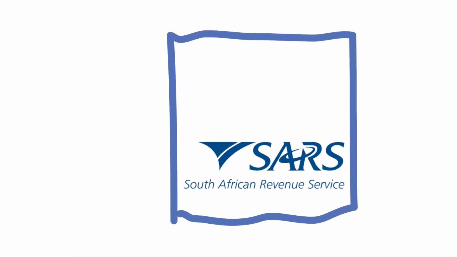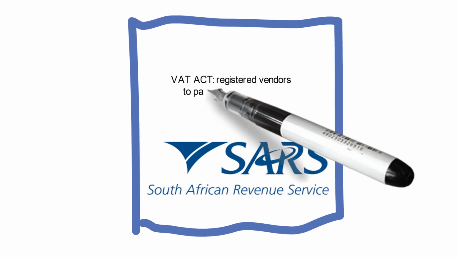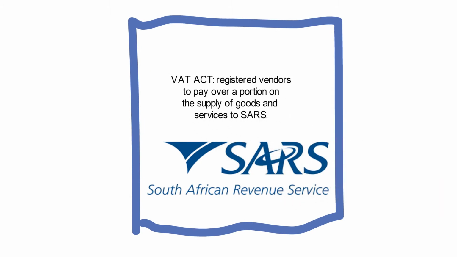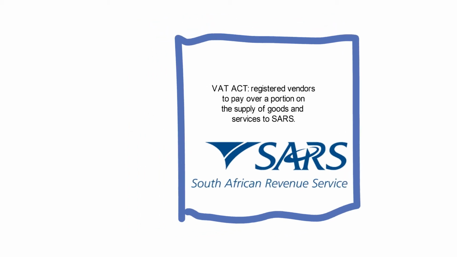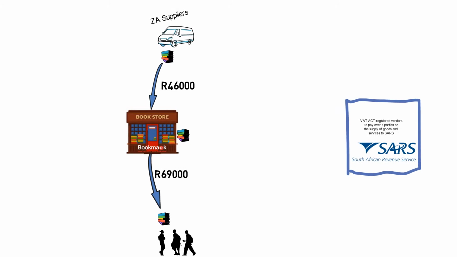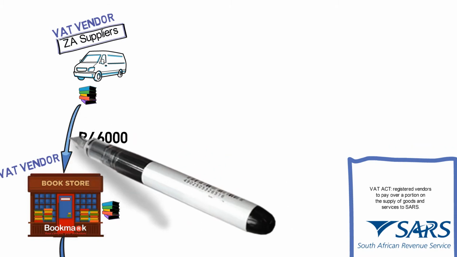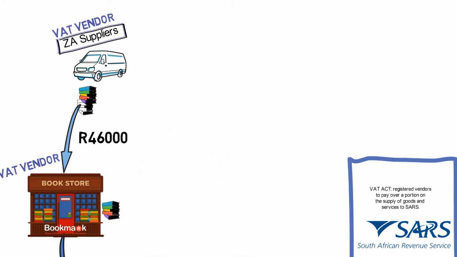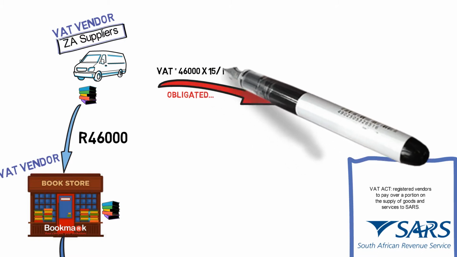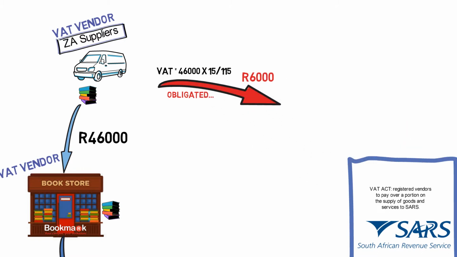Now in terms of the VAT Act, if you are a registered VAT vendor that supplies goods or services to someone else, you have to pay over a portion of the income that you receive to SARS as a tax. So in this example, let's assume that both ZA Suppliers and the bookstore are registered VAT vendors. ZA Suppliers supplied books to the value of 46,000 Rand. So goods went out of their business and they are thus obligated in terms of the VAT Act to pay over a portion to SARS. And the portion that they have to pay over is going to be equal to 6,000 Rand.